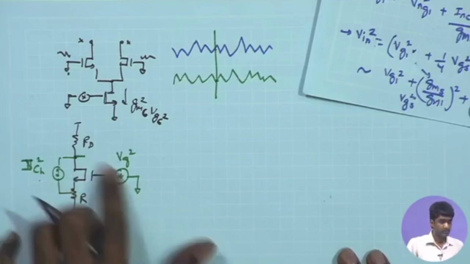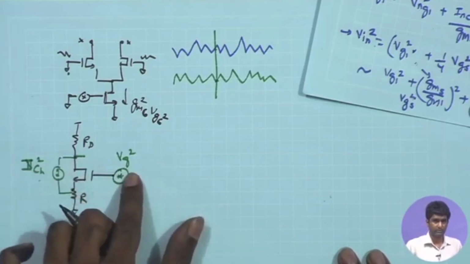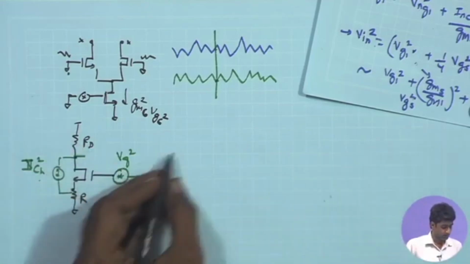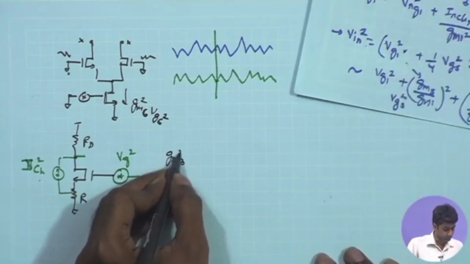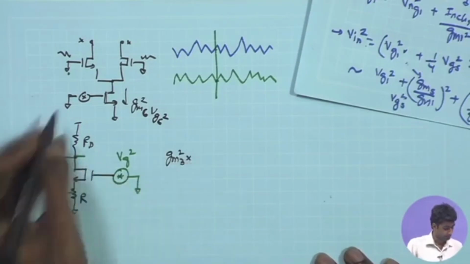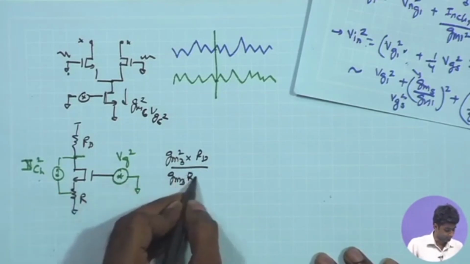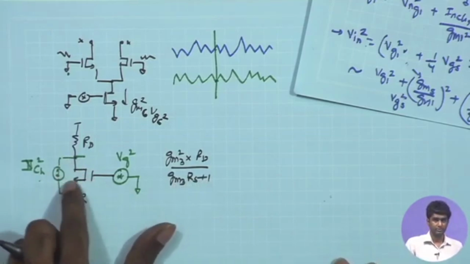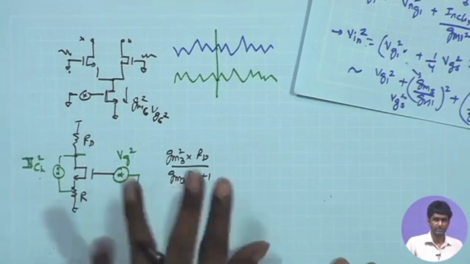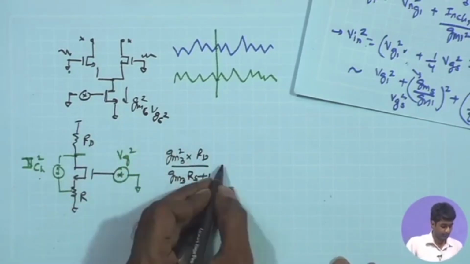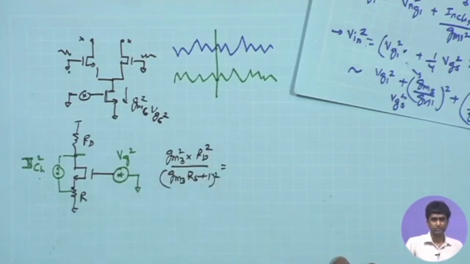this is our common source amplifier with source degeneration, and therefore the overall gain from this input to the output can be written as gm3 square times RD upon gm3 RS plus 1. This is an approximate expression. This is not exactly true when you have a very large impedance connected. You get a slightly different expression over here, but approximately I'm writing the same expression. So you have gm3 RD square upon gm3 RS square. This is the overall gain.